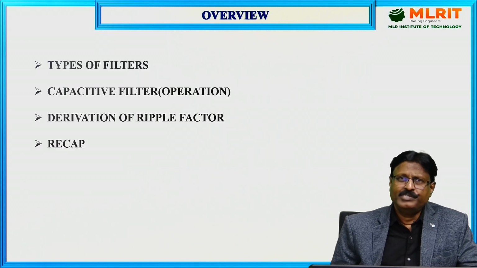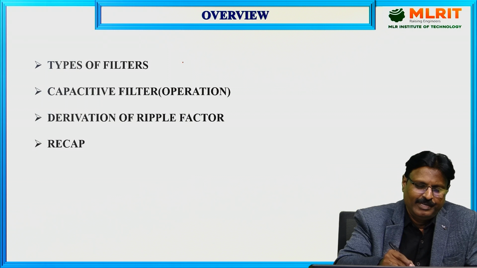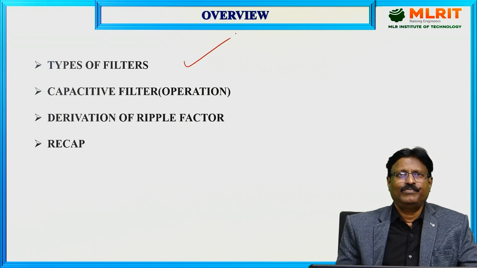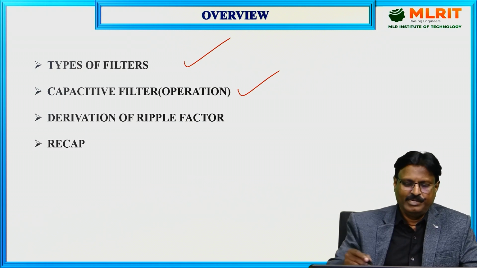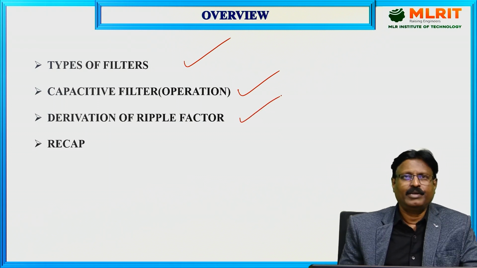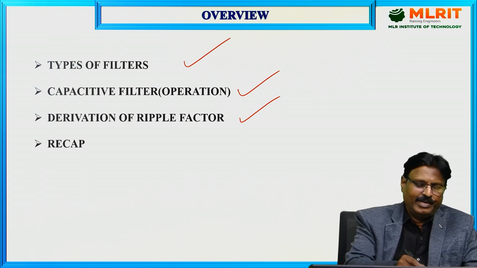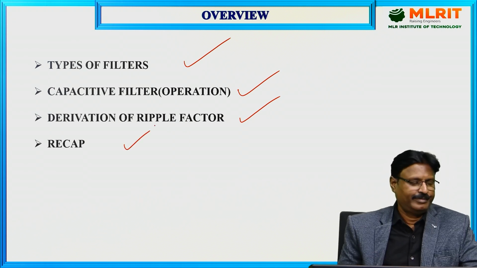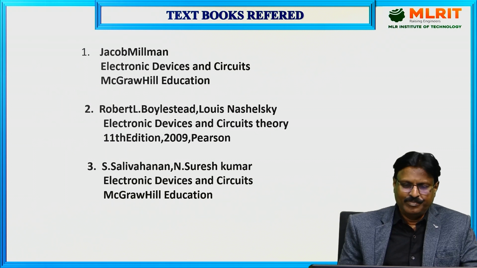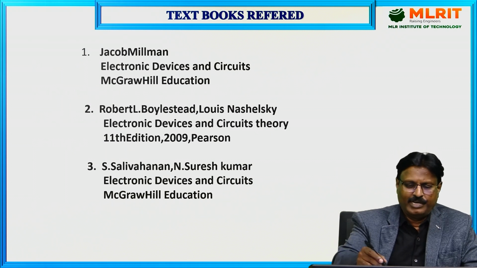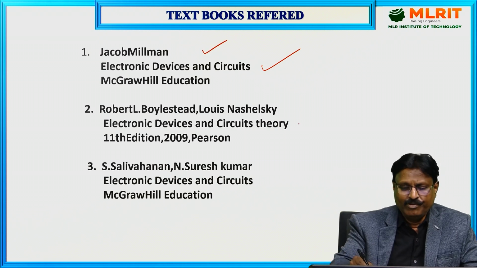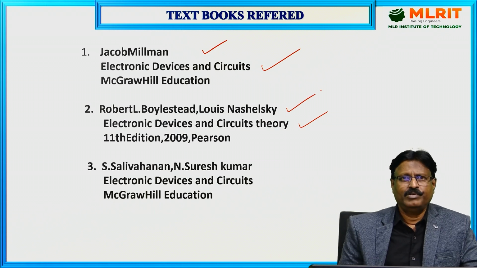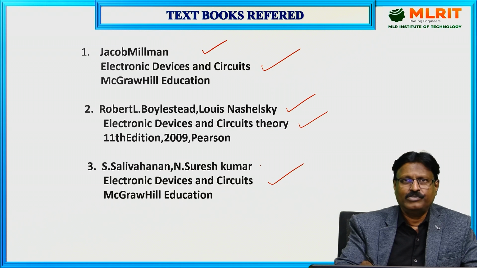The overview of my presentation goes like this. First, I will be discussing the types of filters, and then capacitive filter operation, and also I will be deriving the ripple factor of the capacitive filter, and finally I will be recapping what we covered. The textbooks referred are: first, Electronic Devices and Circuits by Jacob Millman; second, Electronic Devices and Circuit Theory by Boylestad and Nashelsky; and third, Electronic Devices and Circuits by Salivahanan and Suresh Kumar.